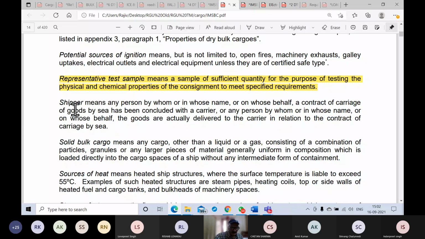You have heard of this term many times, shipper. What is the definition? It's the person or the entity, party by whom or in whose name or on whose behalf a contract of carriage of goods has been made. This is called a shipper. The one in whose name or on whose behalf the contract is concluded will be called the shipper.